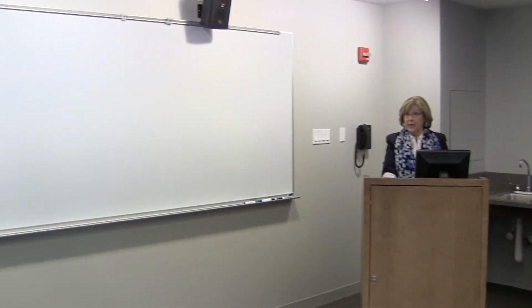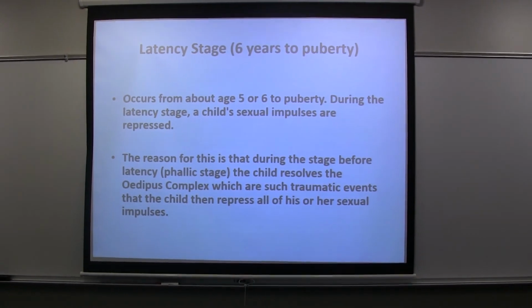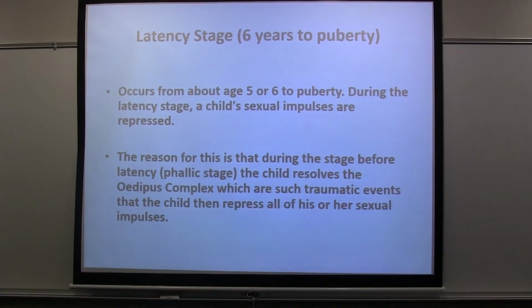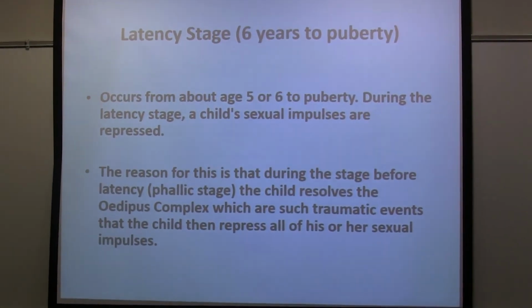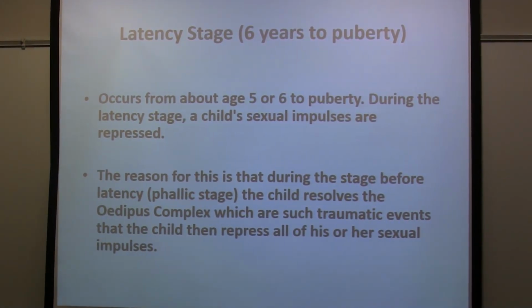The latency stage is about 5 or 6 all the way till puberty. So it's quite a longer stage. And a child's sexual impulses during this stage of development are repressed. And the reason for this is that in the stage before, the phallic stage, the child resolves the Oedipus complex successfully, which are such traumatic events that the child then represses all of his or her sexual impulses.